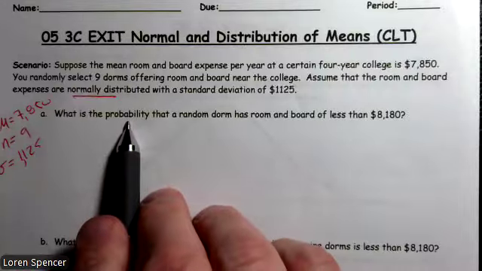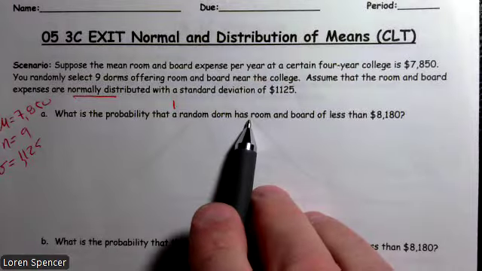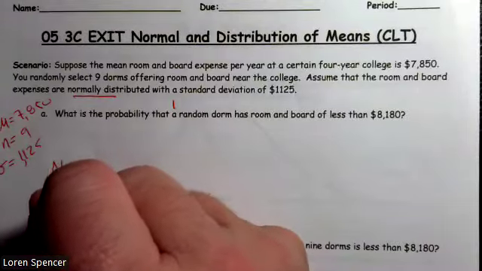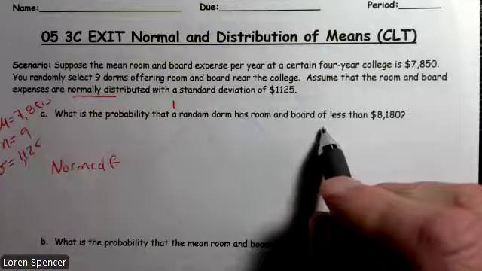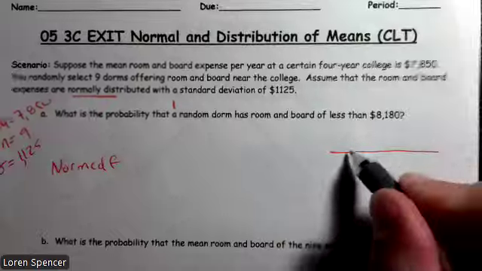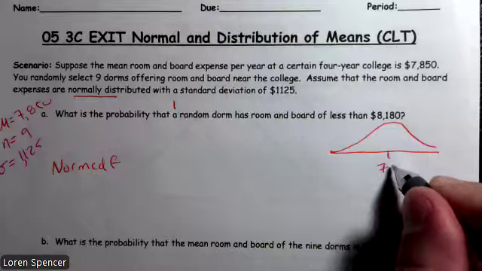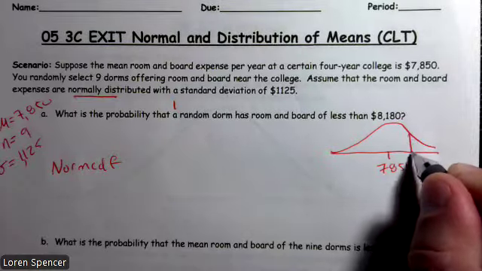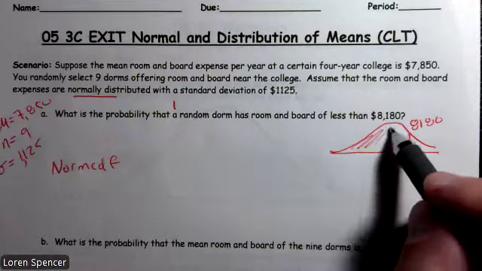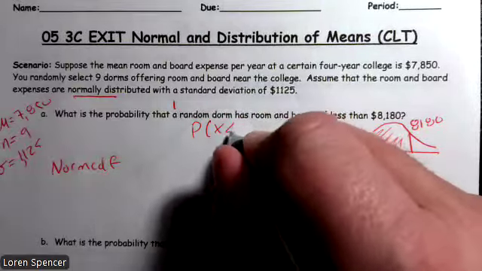All right, our first question, what is the probability that X is less than 8,180? Whenever it's X, we're looking at a normal CDF. So I'm going to go ahead and write that down as a normal CDF. Has room and board of less than 8,180. Well, my picture is this. We have a mean of 7,850. 8,180 is above it, so I need to be above it, but it says less than, so I'm shading this way.